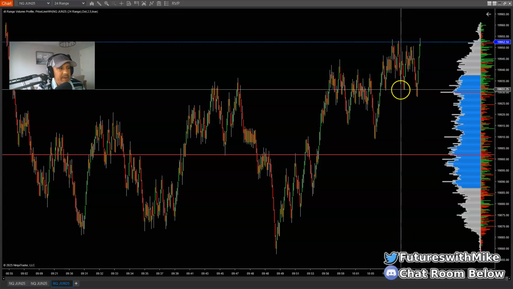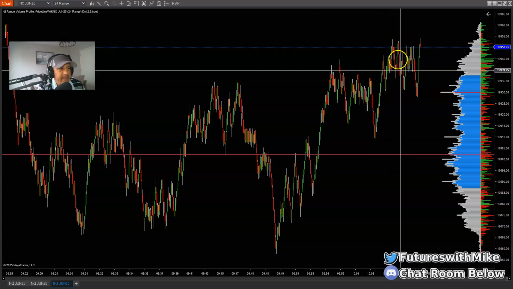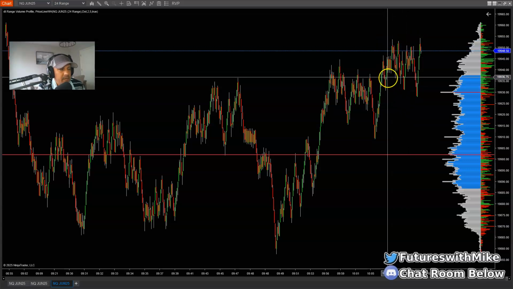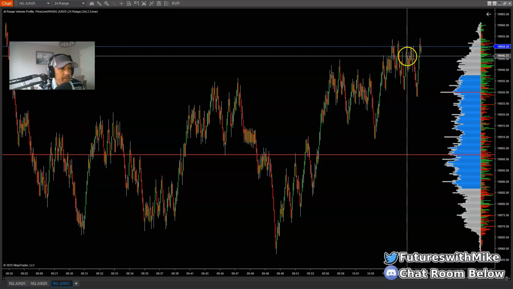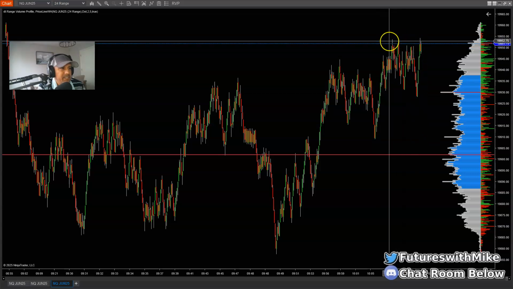See, they wanted to grab this area of liquidity right here. So before they wanted to run even higher, they came down. There's equal lows resting right here. They came down, grabbed it. Now they just broke slightly above these highs here.